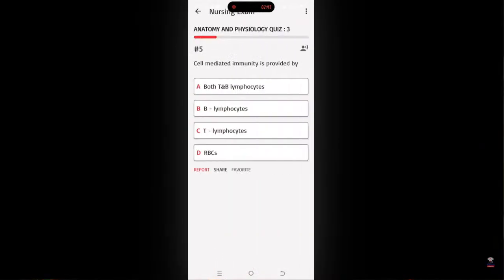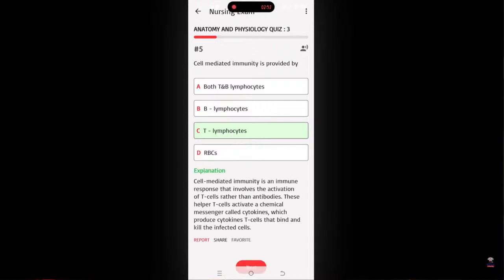Cell-mediated immunity is provided by A. Both T and B lymphocytes. B. B lymphocytes. C. T lymphocytes. D. RBCs. Correct answer. Cell-mediated immunity is an immune response that involves the activation of T cells rather than antibodies. These helper T cells activate a chemical messenger called cytokines, which produce T cells that bind and kill the infected cells.